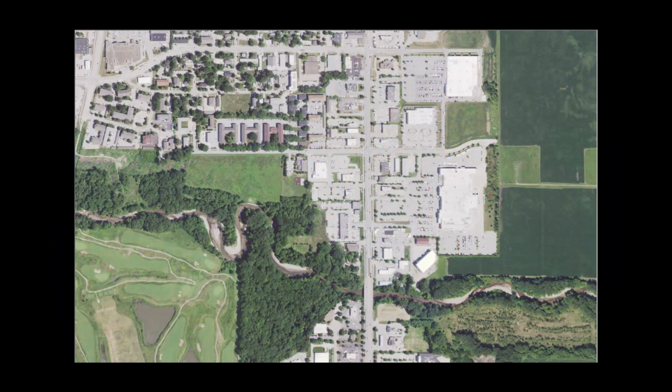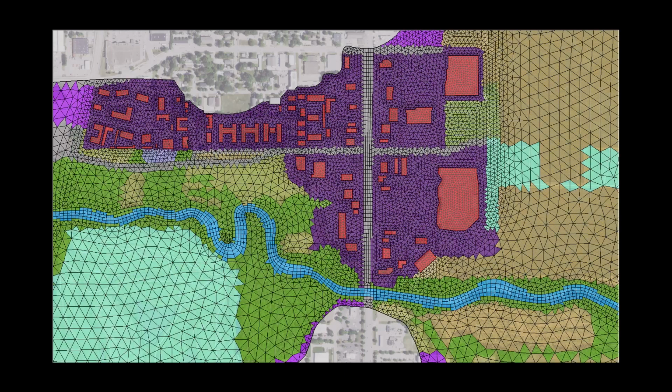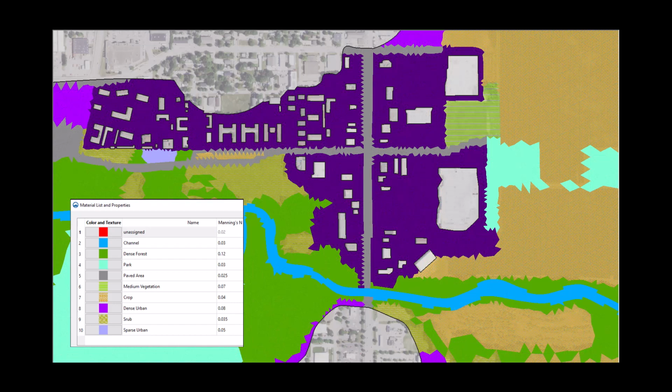The third and most detailed method involves representing the buildings in the mesh geometry. The buildings can be represented as holes in the mesh or could also be unassigned material types depending on the purpose of the analysis. Manning's n values used for the surrounding area would likely be similar to the second approach.